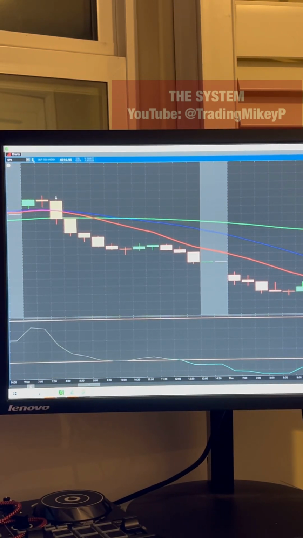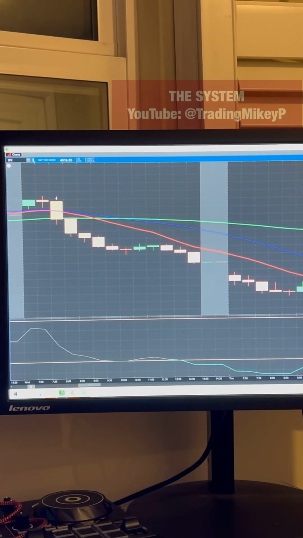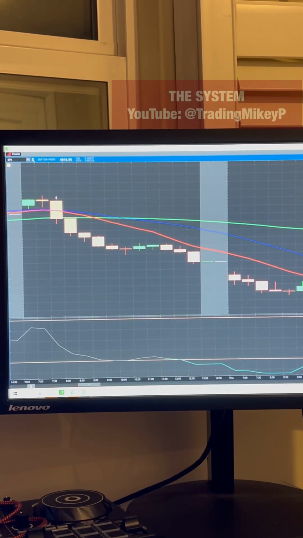Can you use the system for other stocks like, say, Apple, Amazon, and whatnot? Yes, you can, but the system works best and was developed for the 30-minute SPX chart. Once again, that's the SPX chart, which correlates to SPY.